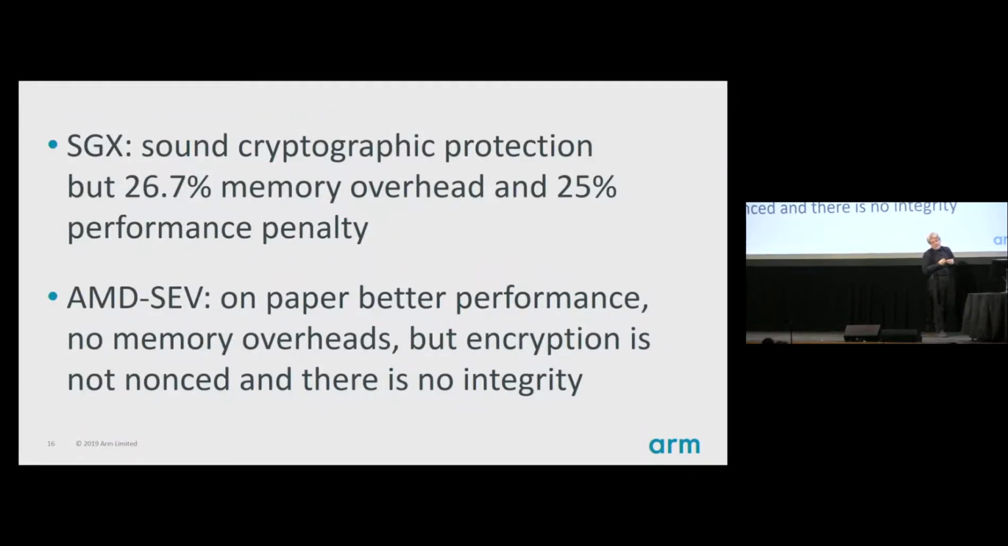So we have some nice solutions already in the market for these. For instance, SGX has a very sound cryptographic protection. So Intel guys, we are competitors, but actually making a compliment for you. But there is a 26.7% memory overhead and a 25% performance penalty in our testing. On the other end of the spectrum, you have the Secure Encrypted Virtualization by AMD, which on paper offers you much better performance, no memory overheads, but encryption is not announced and there is no integrity. So it is almost as if you had nothing there.